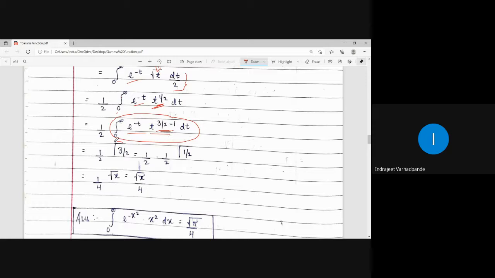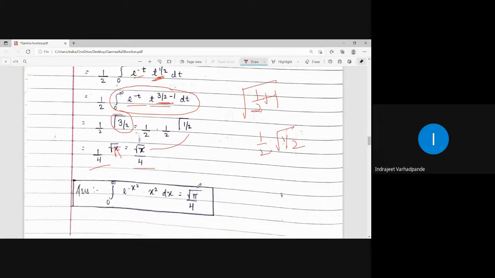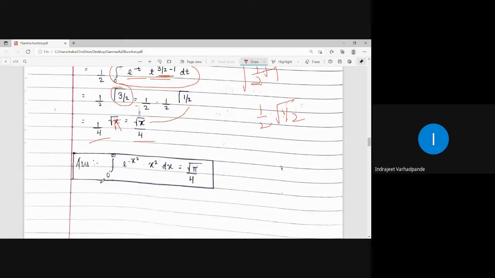Ultimate answer is gamma 3 by 2. Gamma 3 by 2 is written as gamma half plus 1, which is half gamma half. Gamma half is under root of pi. Half into half is 1 by 4. 1 by 4 root pi is the answer. That is, under root of pi by 4 is the expected answer for the given problem.